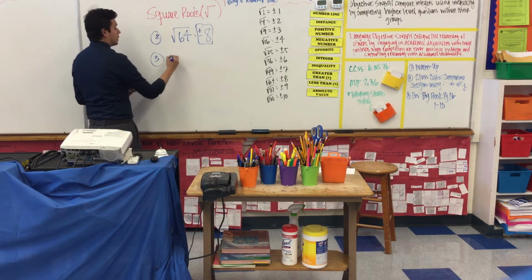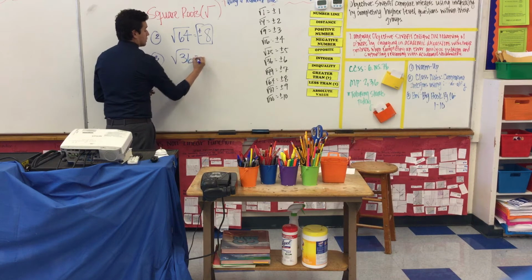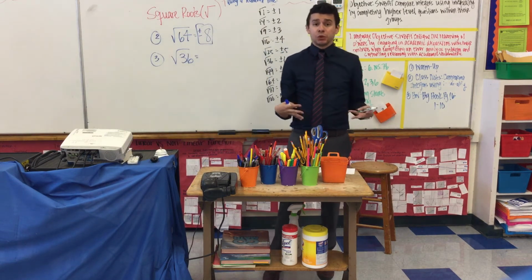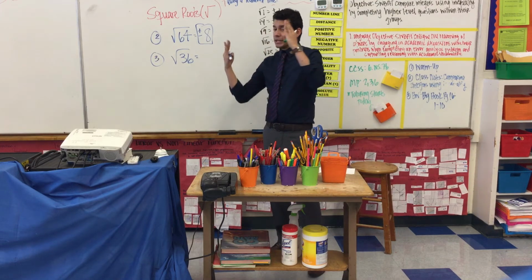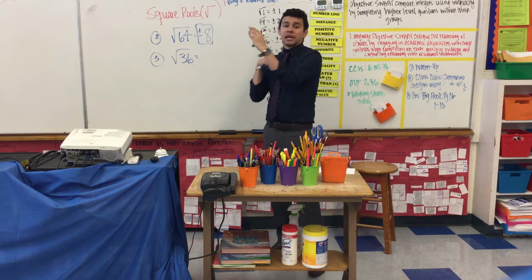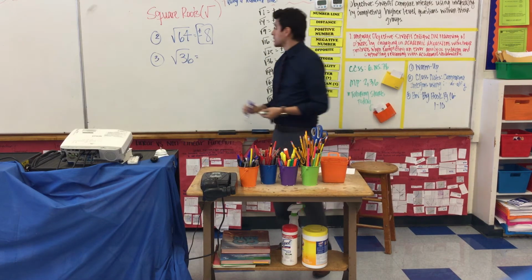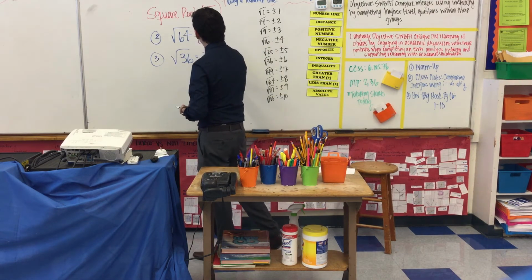Again, don't look over there. Square root of 36. What two numbers that when you multiply them together gives you 36? What two numbers that when you multiply the side times the side of the square gives you an area of 36? Well, it's 6. So the answer right here is positive, negative 6.